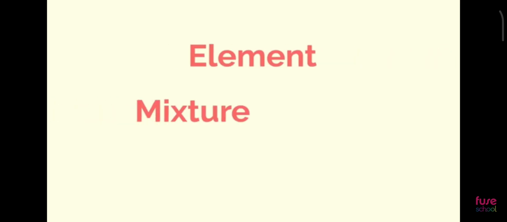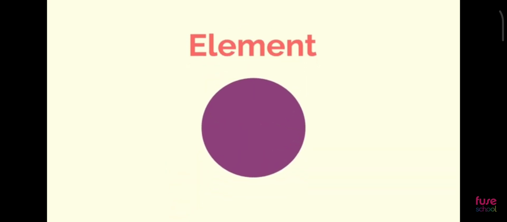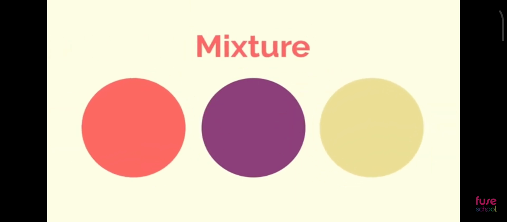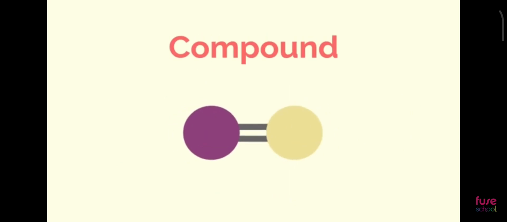In this video, you'll learn the difference between an element, a mixture, and a compound. Firstly, some definitions. An element is a substance that cannot be broken down into anything simpler. A mixture is a substance consisting of two or more substances mixed together, not in fixed proportions and not chemically bonded. And a compound consists of two or more elements chemically combined.